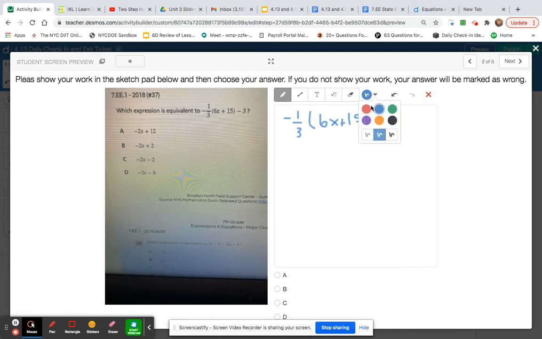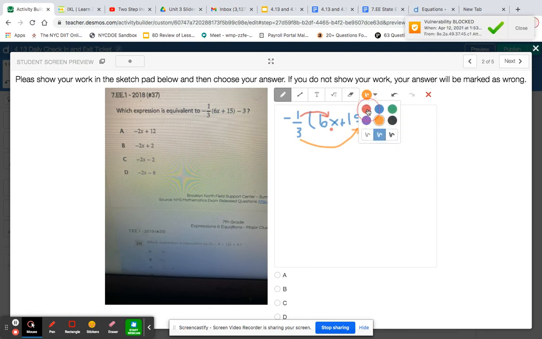Okay, so first off, anytime you see parentheses, first you want to see if you can simplify what's in the parentheses. So here we have a 6x and 15. They're not like terms, so there's nothing else to do to simplify what's in the parentheses. Notice now, we have a negative 1/3 on the outside of the parentheses. Anytime you see a number outside of the parentheses, you use the distributive property. So here, we're going to use the distributive property. So we're going to multiply negative 1/3 times 6x, and then we're going to multiply negative 1/3 by positive 15.